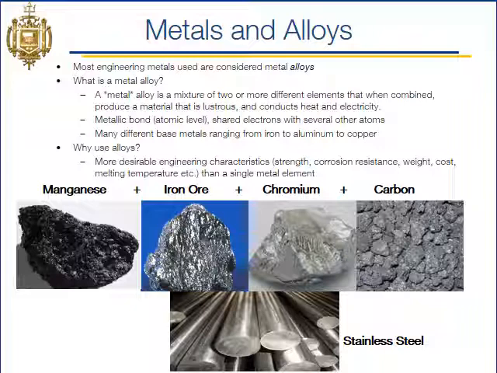So alloys are great because it's sort of a recipe for a metal that has the ideal engineering properties for our application. So we've got a nice big recipe here on the bottom. If we take some manganese, iron ore, chromium, and carbon, and we mix those together in the right ratios and in the right process, we can end up with stainless steel. Right? If we had iron all by itself, it's not very stainless. Pure iron rusts pretty easily.